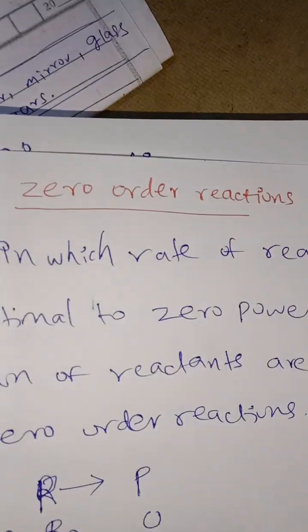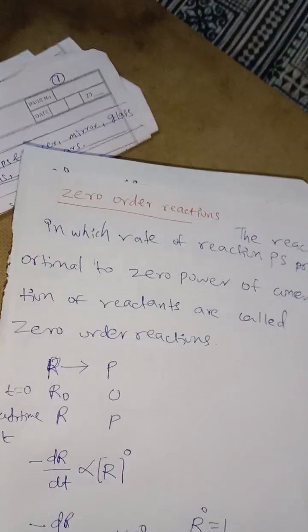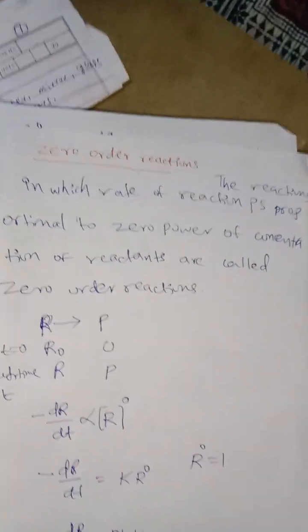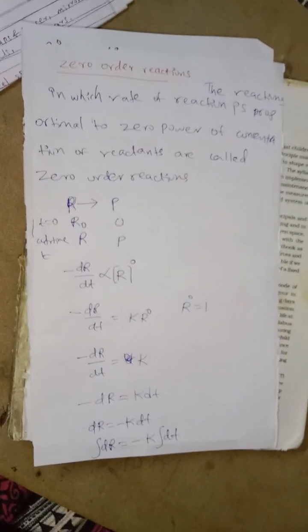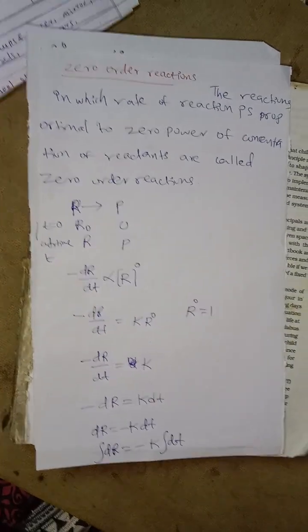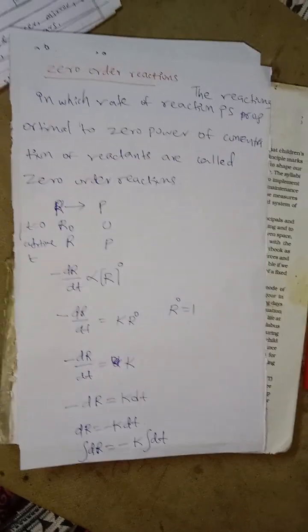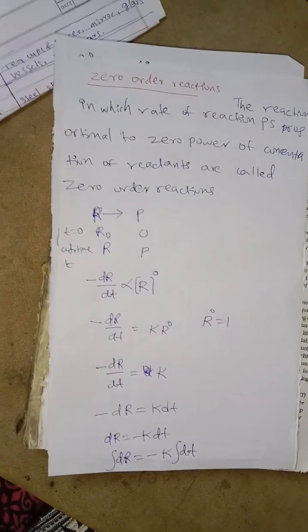I'm revising from the beginning. Zero order reactions. Zero order reactions are the chemical reactions in which the rate of the reaction is proportional to the zero power of the concentration of the reactants. Once again, the reactions in which the rate of the reaction is proportional to the zero power of the concentration of the reactants are called zero order reactions.